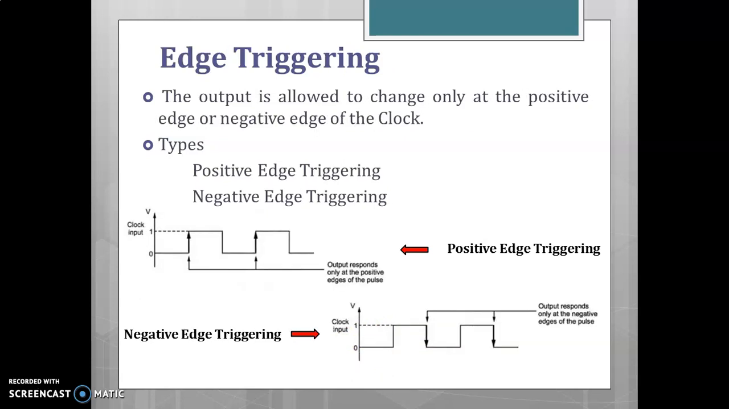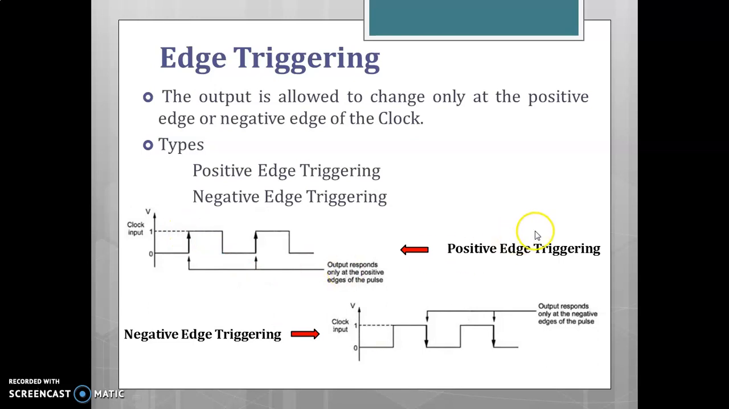So next, coming to the edge triggering. In this case, the output is allowed to change only at the positive edge or negative edge of the clock. And depending upon positive or negative, there are two types. One is positive edge triggering. Another one is negative edge triggering.